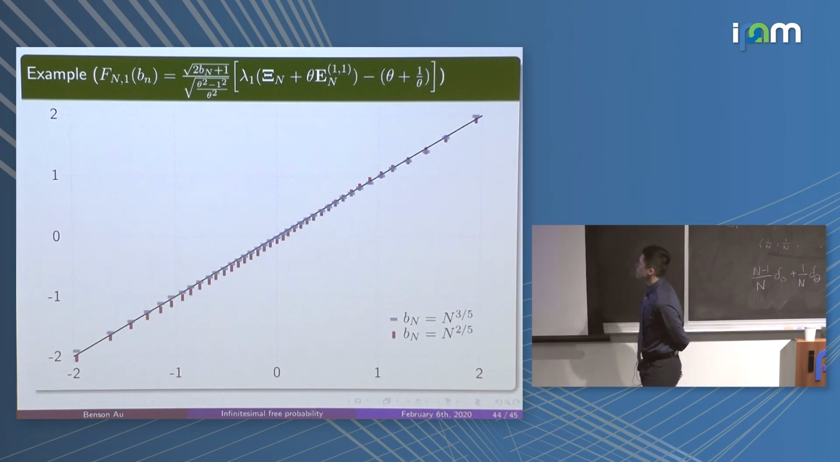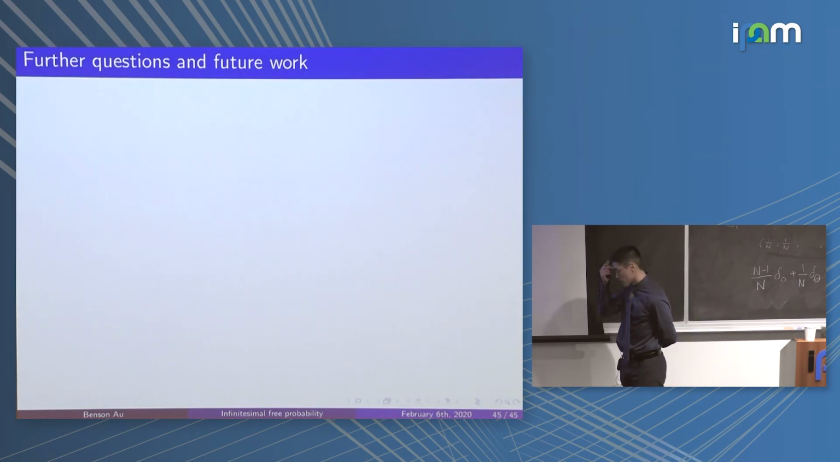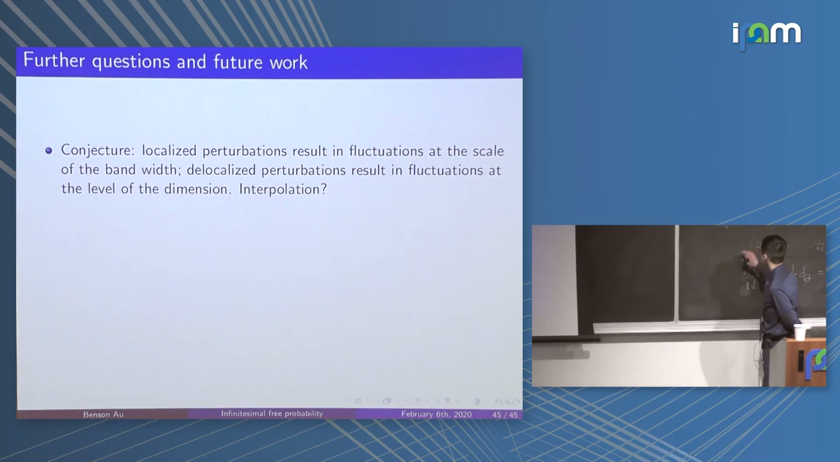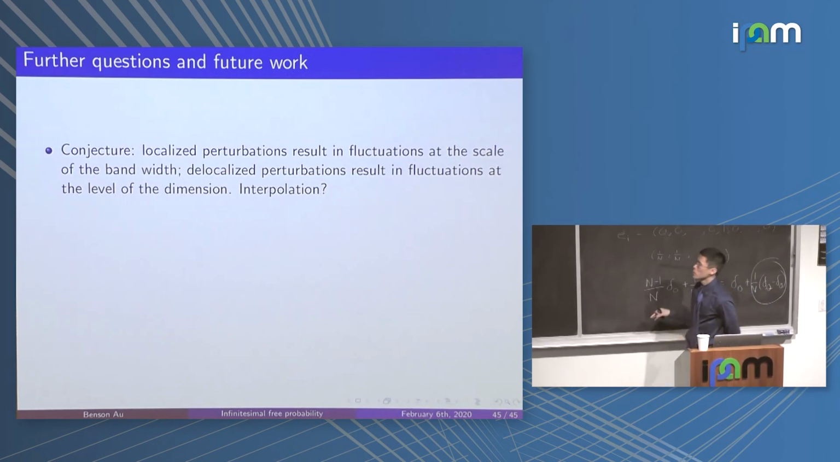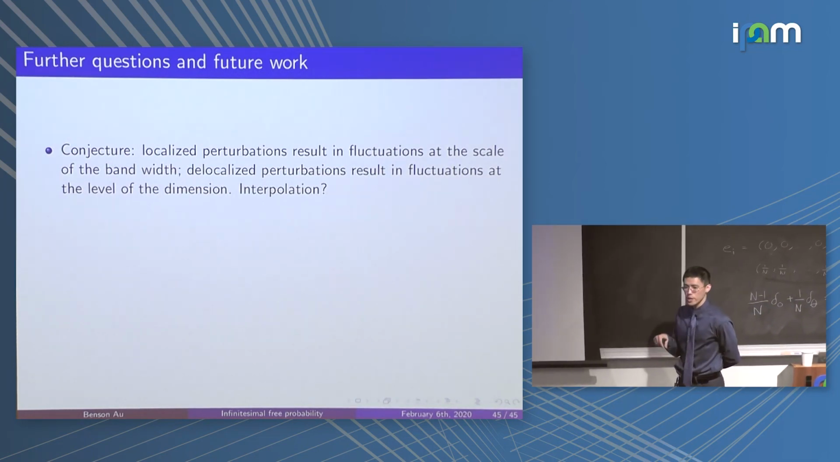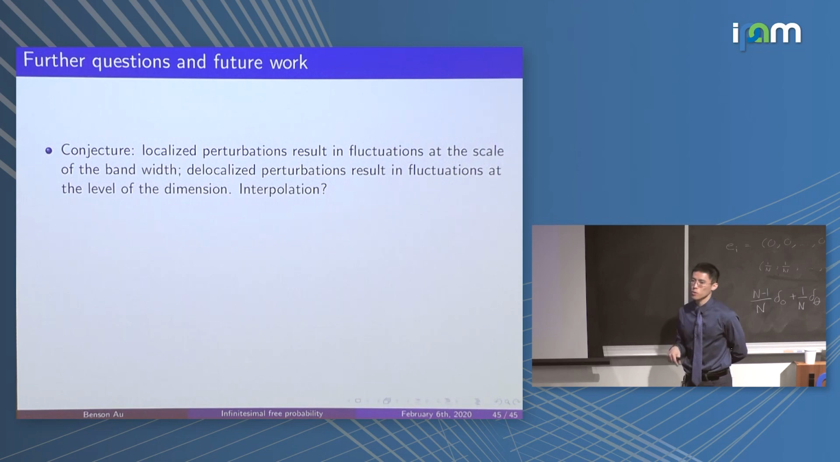So then the question becomes the following. This is what I'm working on now, and hopefully this will be done at some point. Based on the heuristic, you would think that this should extend beyond just these special cases. So you should be able to say that localized perturbations result in fluctuations at the scale of the bandwidth. If you drop in any sort of perturbation where the eigenvectors are localized, it shouldn't make the matrix realize that it's that big. So things should only be fluctuating around the scale of the bandwidth.